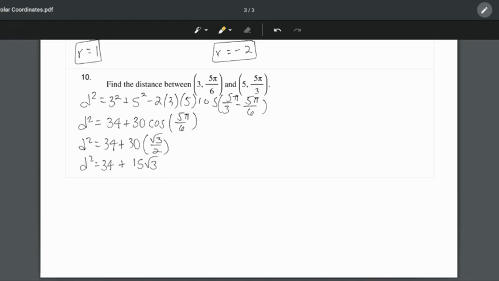And we want the distance, so we would now square root both sides. We'd get the distance is equal to the square root of 34 plus 15 root 3, or as a decimal approximation, your distance is to 2 decimal places about 7.74.